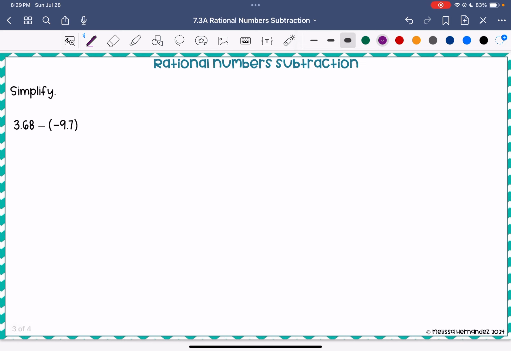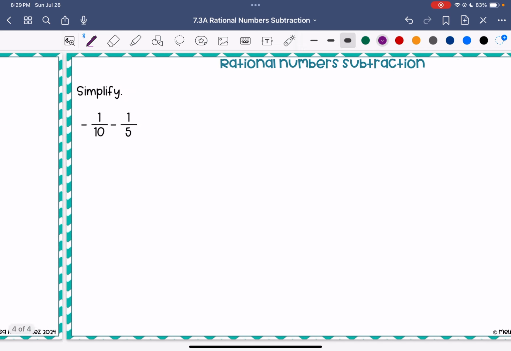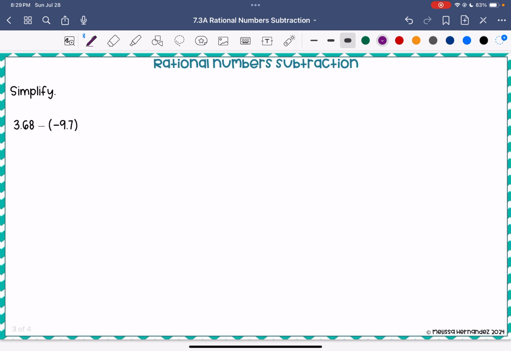Okay, so for this one, it's like 3.68 take away negative 9.7. Well, when you have two negatives right next to each other, that pretty much cancels each other out, and it just really becomes a positive. I used to tell my students a long time ago, keep, fix, change.